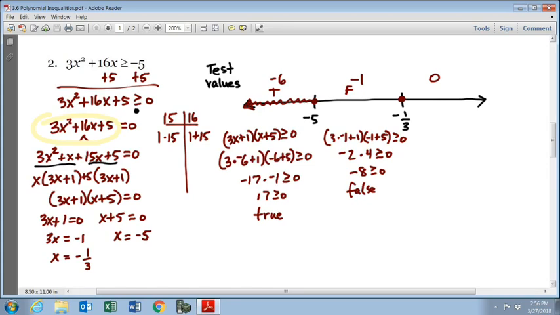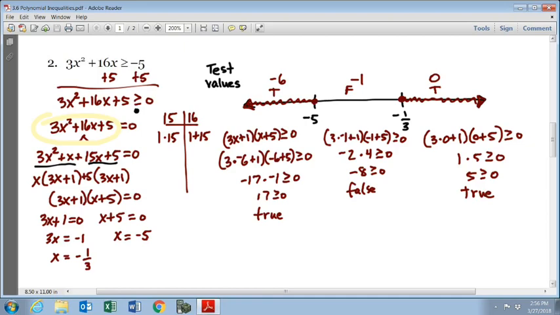Let's go ahead and look at 0. So 3 times 0 plus 1, we're going to get 1 times 5 here, 0 plus 5. So we're going to get 5 is greater or equal to 0, which is true. And so we know that 0 works. And so any other value in that interval would work. So we're going to shade the whole interval.